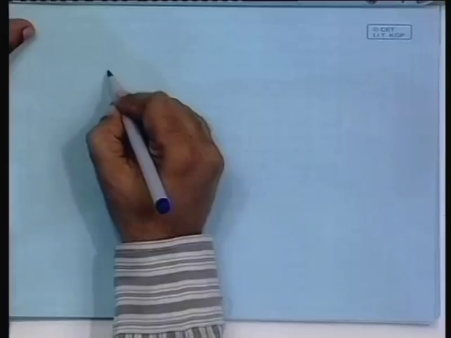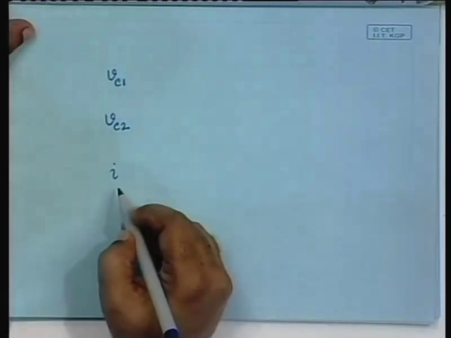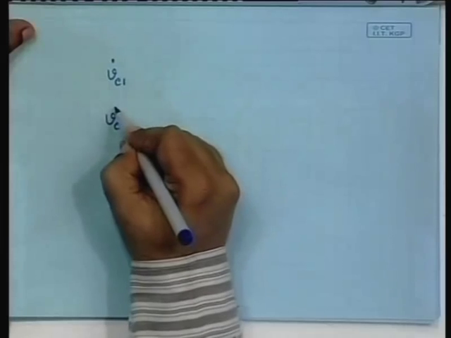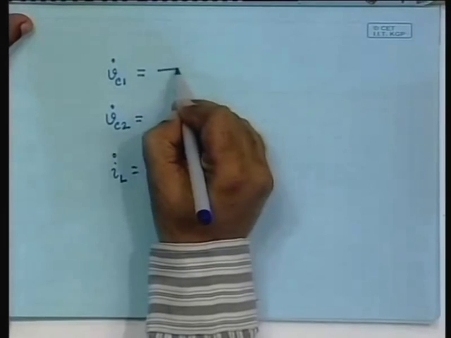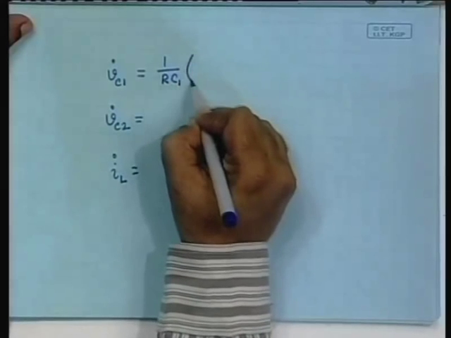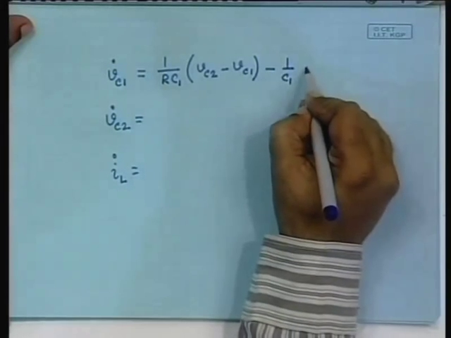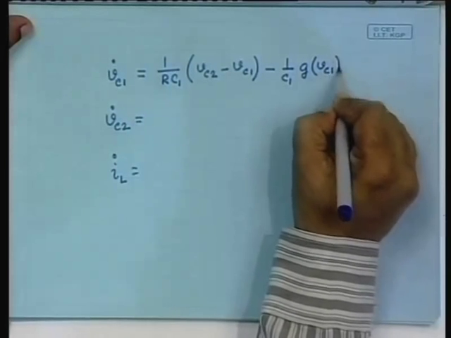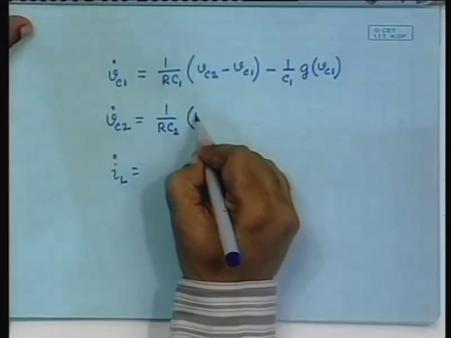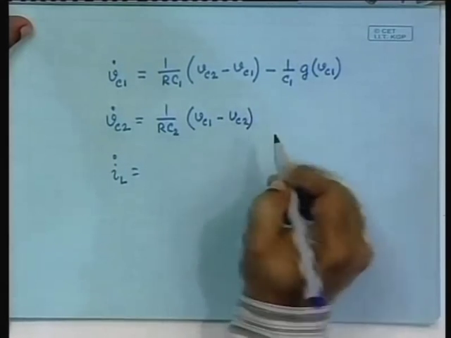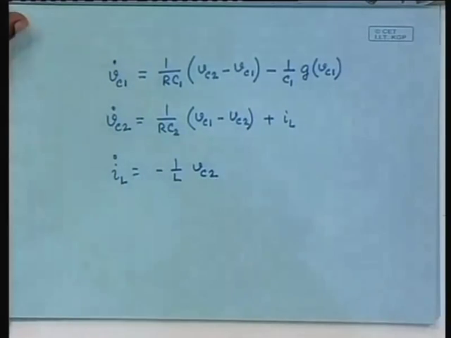You can also derive them, but it should be like VC1, that is one state variable, VC2 another state variable, and I through the inductor IL is another state variable. So, the equations should be in terms of this. Now the first equation would be 1 by RC1 times VC2 minus VC1 minus 1 by C1 times the functional form of the nonlinear resistor. Here it is 1 by RC2 times VC1 minus VC2 plus IL. Here it is minus 1 by L times VC2.